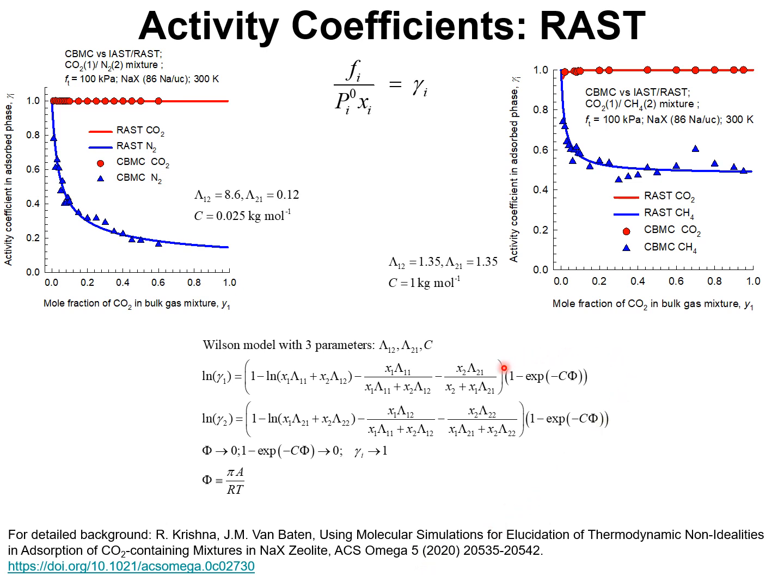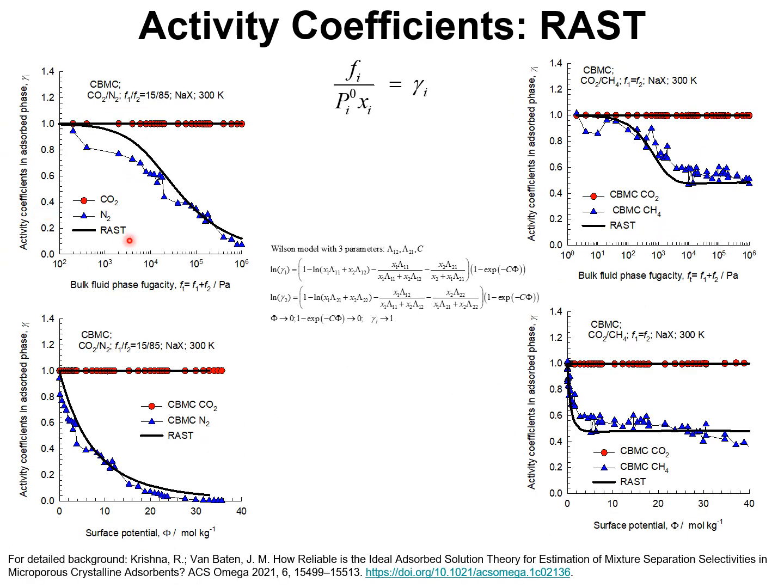Let's now elaborate on the correction factor here, 1 minus exponential of minus C times phi. We move on to another set of CBMC simulations for carbon-nitrogen mixtures, in which the composition in the bulk phase is maintained constant at the ratio 15 to 85. In other words, the mole fraction of CO2 in the bulk phase is 0.15. These are the data for NaX zeolite at a temperature 300 Kelvin.